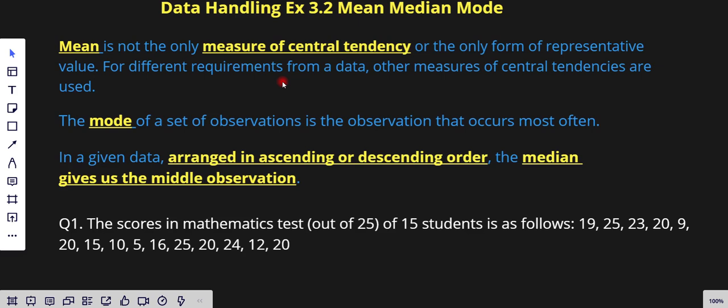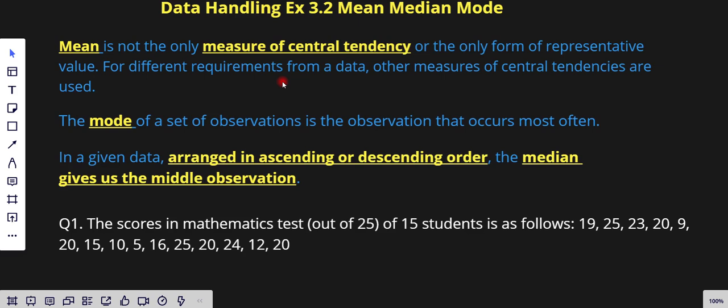These two terms are new for you, because mean I have already covered in exercise 3.1. Mean is nothing but the average, the ratio of the sum of observations divided by the number of observations. Mean is generally used to calculate the central tendency, but it is not the only method for calculating central tendency. Apart from mean, we have two more methods.